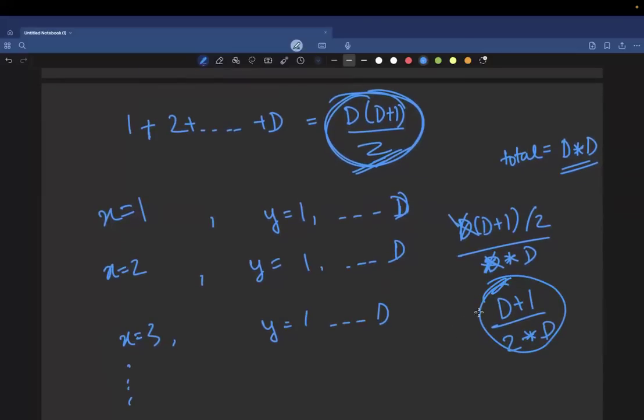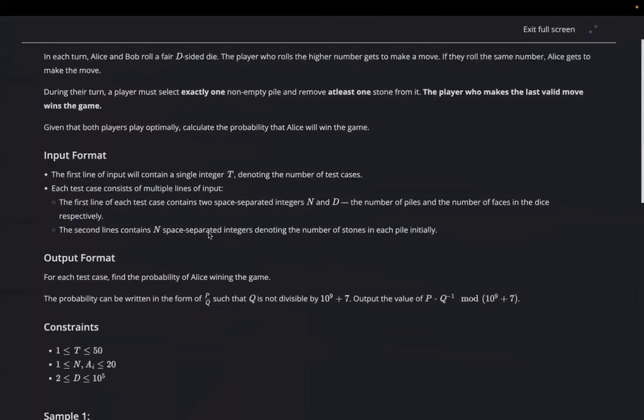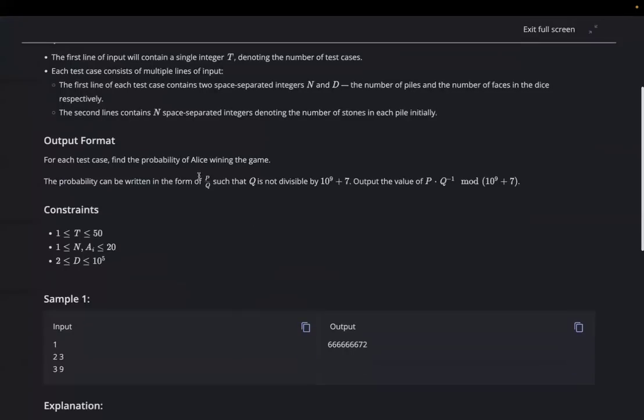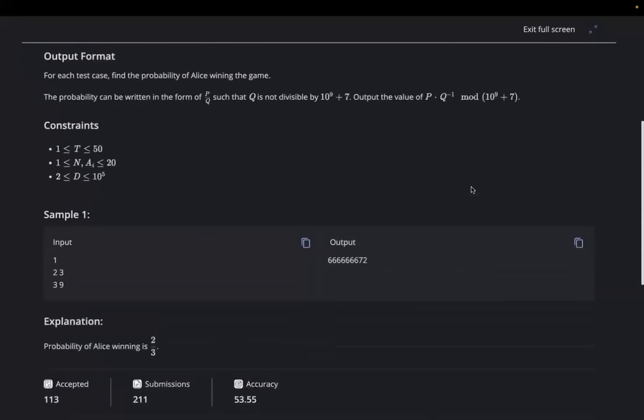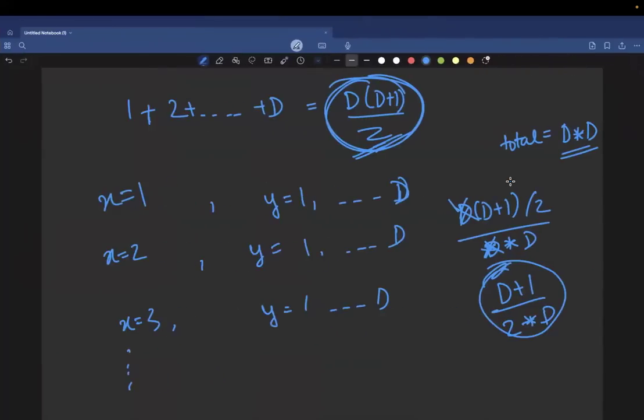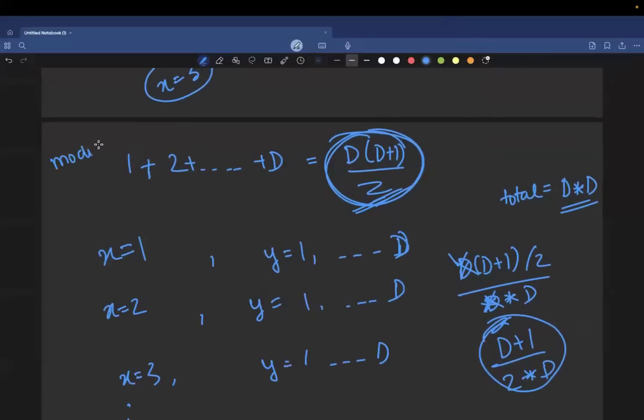And you will have to print it in this format, like whatever format P by Q you get. You have to find out the modular multiplicative inverse of Q. Let's say it is Q inverse. So you will have to output P into Q inverse mod 1e9 plus 7. So you need to have the knowledge of finding out the modular multiplicative inverse. You need to know about it for solving this problem.